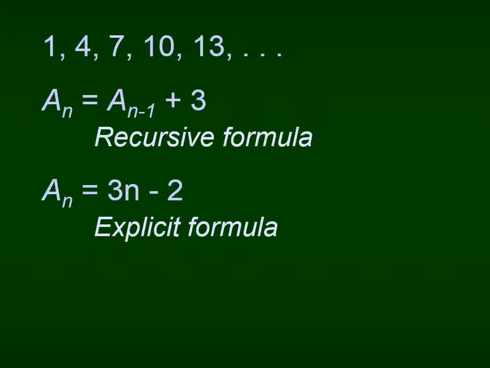So in this case, to get each number, we have to multiply the position by 3 and then subtract 2. For example, number 1 is in position 1, which means n is 1. So 3 times 1 is 3, minus 2 is 1. The 4 is in position 2, so n is 2. 3 times 2 is 6, and 6 minus 2 is 4. 7 was in position 3, so n is 3. So 3 times 3 is 9, minus 2 gives us the 7.